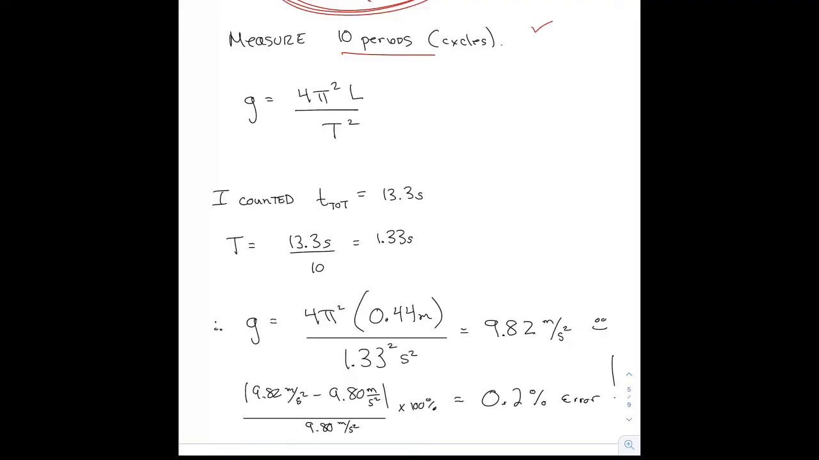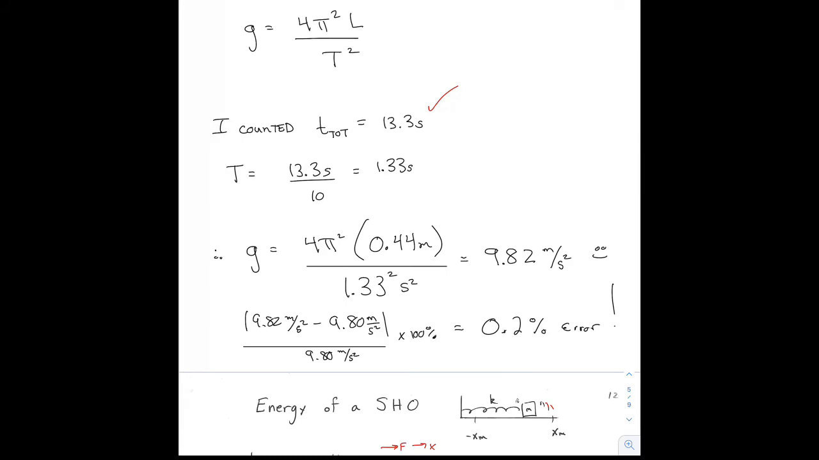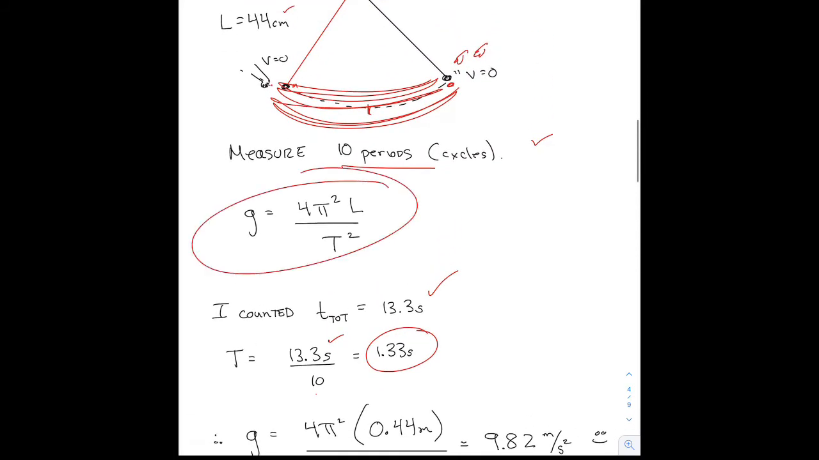Okay, so when I count 10 cycles, I got about 13.3 seconds. So the period, capital T, is that total time divided by 10. So that gives you the period. All right, so I'm using this expression.